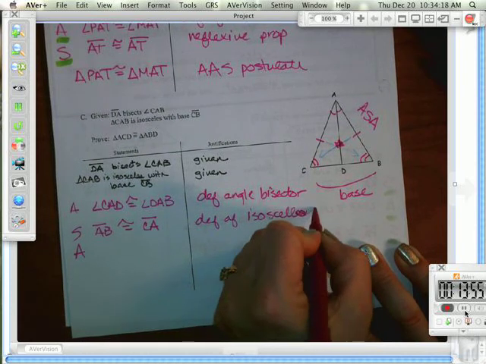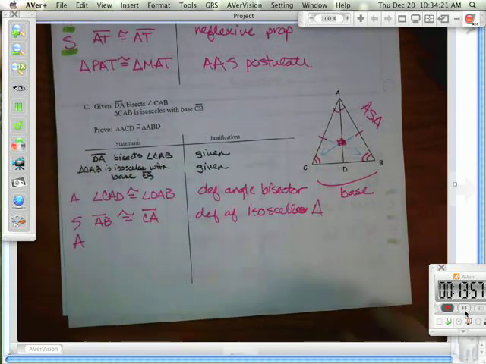Isosceles, I can't spell that. Isosceles, that's spelled wrong. It's supposed to be an L.